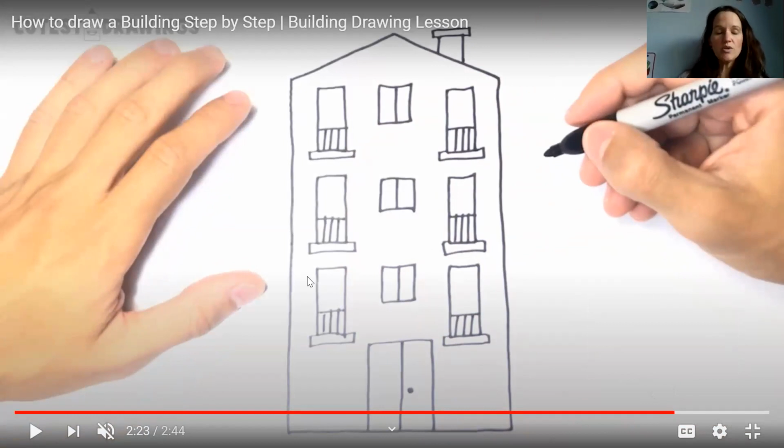If you want to as well, you can Google how to draw buildings, simple video to help you if you'd like. But this is a very easy way, just rectangles and squares, and use your ruler if you'd like, just simple, straight lines.